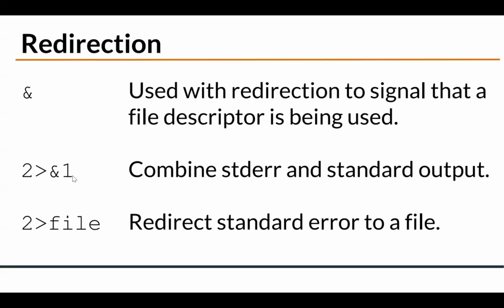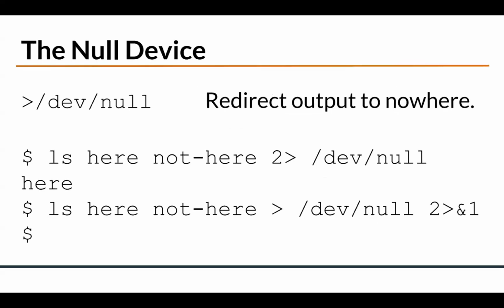If you want to ignore output, such as standard error or standard output, you can send it to the null device, which is /dev/null. The null device is a special file that throws away whatever is fed to it. You may hear people refer to this as a bit bucket. If you don't want to see errors on your screen and you don't want to save them to a file, you can redirect them to the null device.